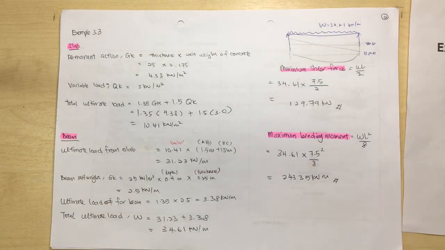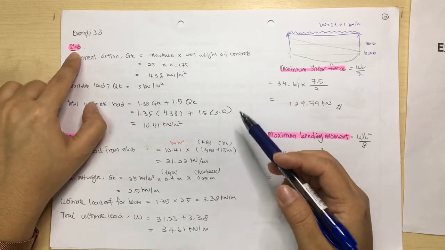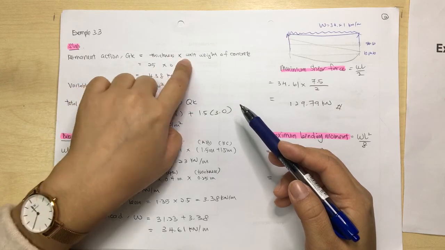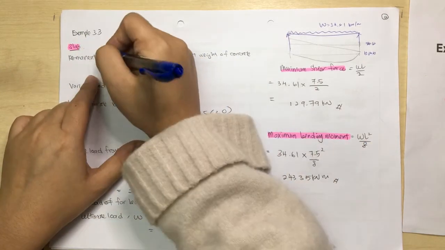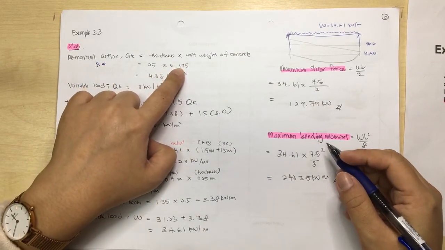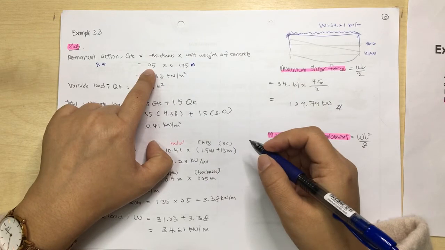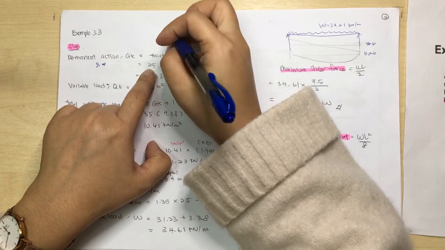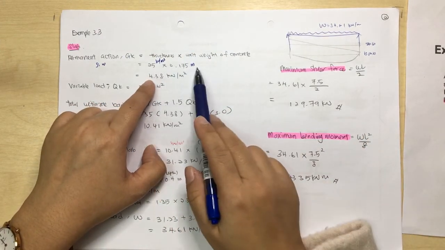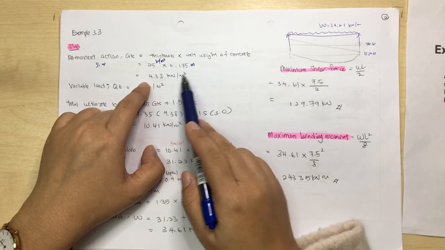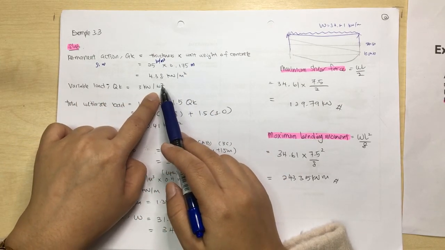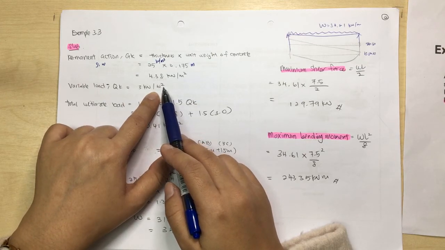So how do you calculate? First, we start with the loading from the slab. The permanent action GK is the thickness times the unit weight of concrete, which is the self weight of the slab. So it's 0.175, in meters, times 25 kilonewton per meter cube. When you multiply it, you get 4.38 kilonewton per meter square. And the variable load QK is 3 kilonewton per meter square, which is provided in the question.